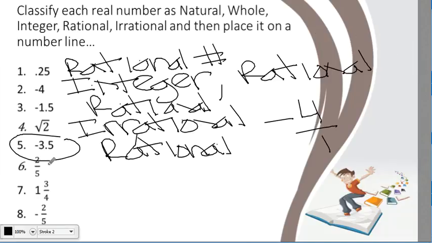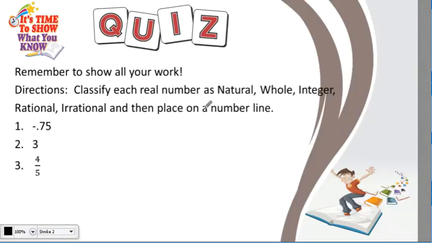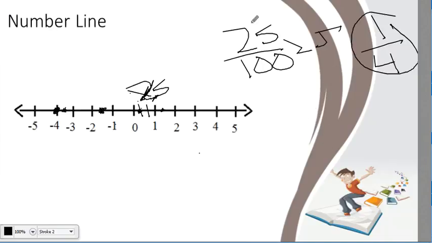2/5. Okay, this isn't one of our counting numbers. Remember, our counting numbers, our natural numbers start with 1 and move up from there. It's not a whole number. So because it's not a whole number, it's not an integer. It is a rational number. And because it's a rational number, it's not an irrational number. Okay, so we want to place 2/5 on our number line.